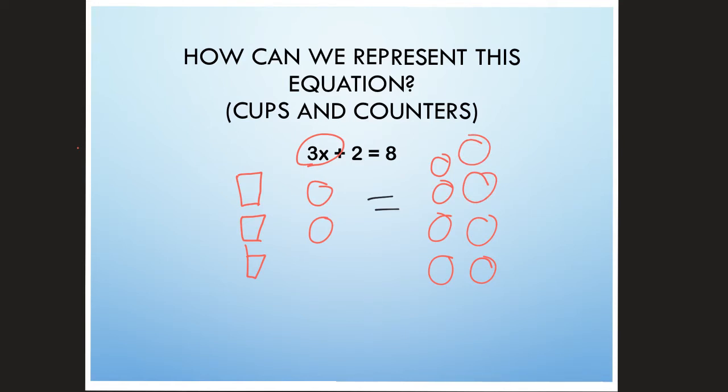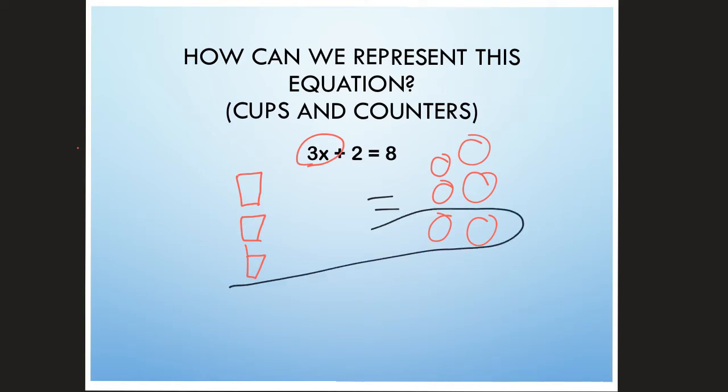So the first thing I'm going to do is, on both sides I have 2 counters, so I take 2 counters off each side. That cancels out. It keeps it balanced. I'll erase those. I'm left with 3 cups equals 6 counters. So if 3 cups equals 6 counters, that means each cup is equivalent to 2 counters.